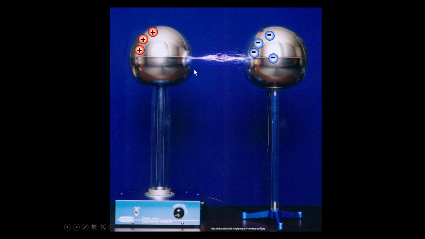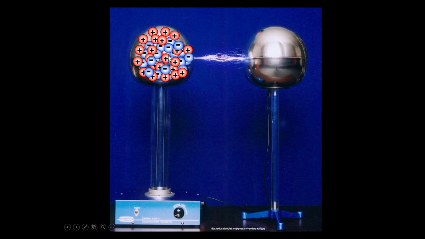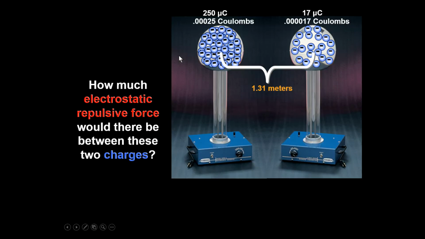In fact, I'll do this first. If I had a dome here with positive charge and a dome here with negative charge, well, those negative charges are going to be pulled with a huge amount of force. And as they jump, because they're attracted to here, as they jump through the air, they excite the air and cause the air to glow.